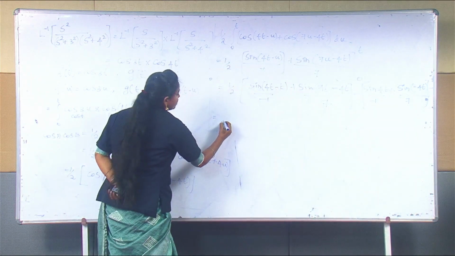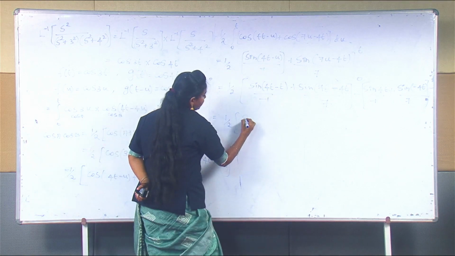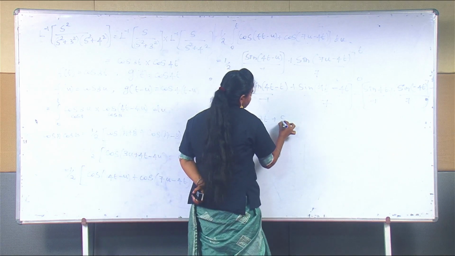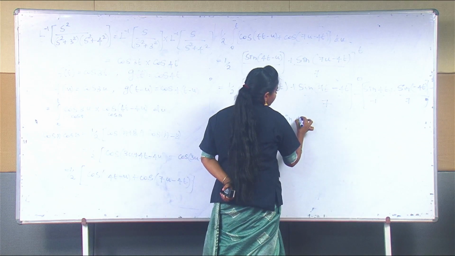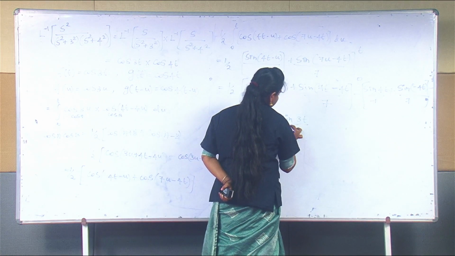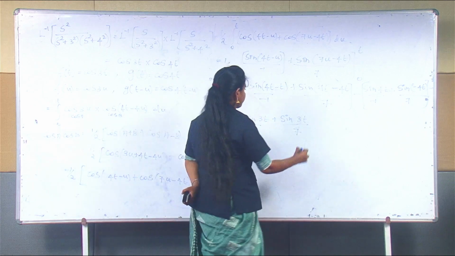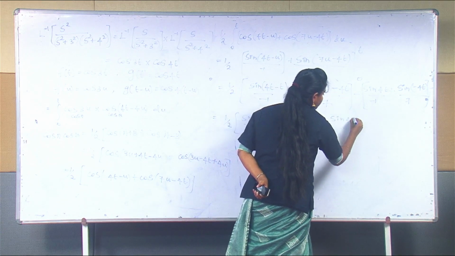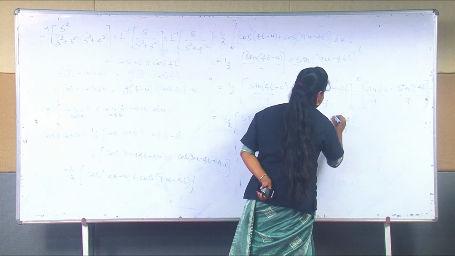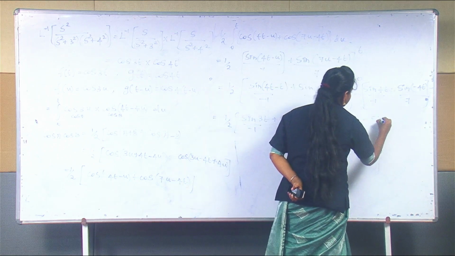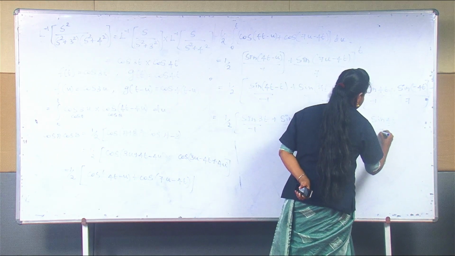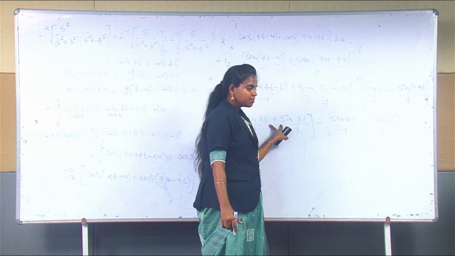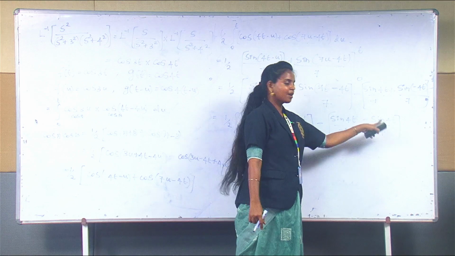Okay, here what you will get? 1 by 2 into sine 3t minus 1 plus sine 3t by 7, minus sine 4t divided by minus 1, here minus sine 4t divided by 7. Here sine 3t is in both terms, and sine 4t is in both terms.